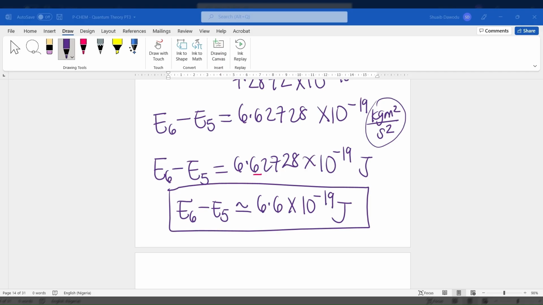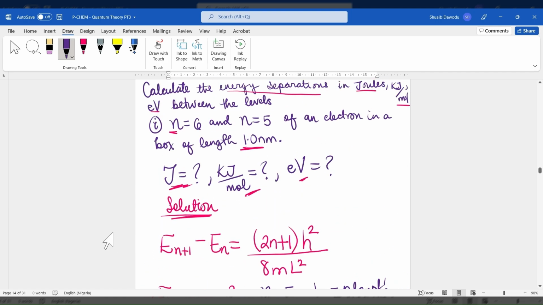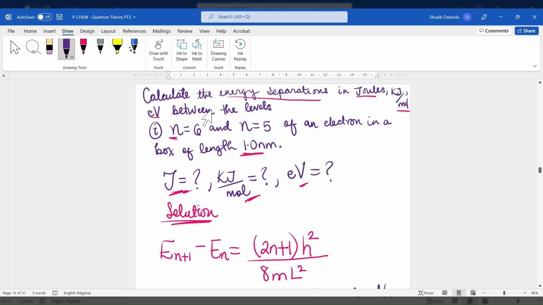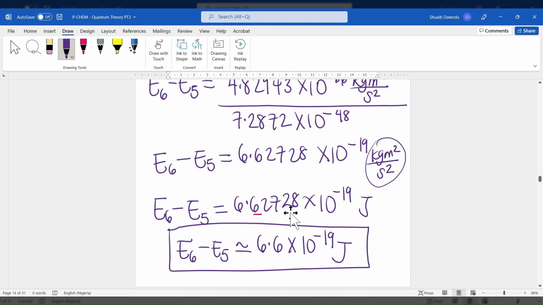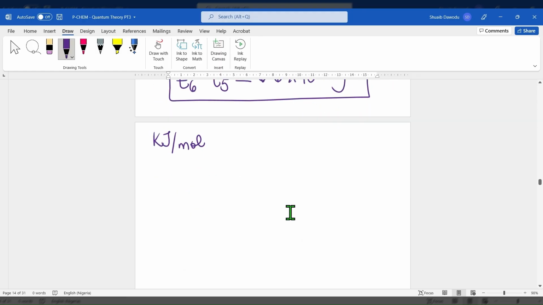The second part of the question asks us to determine our final answer in kilojoule per mole. Before we go on to solve, we can see from the question that we're not given the number of moles of electron, sorry, number of moles of energy. So we cannot really do energy divided by number of moles. But we are scientists and we know this important information.